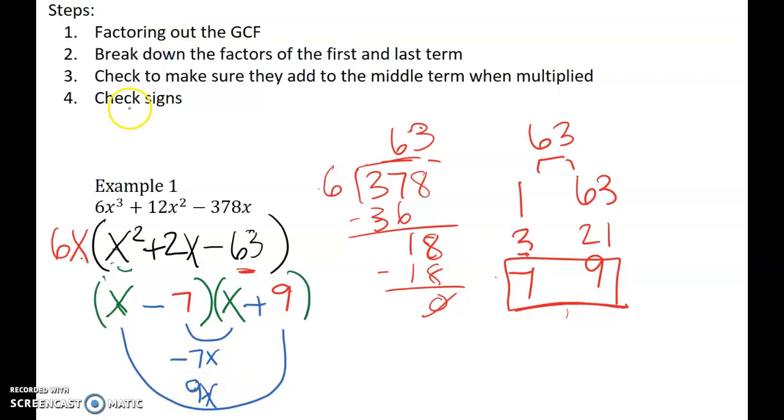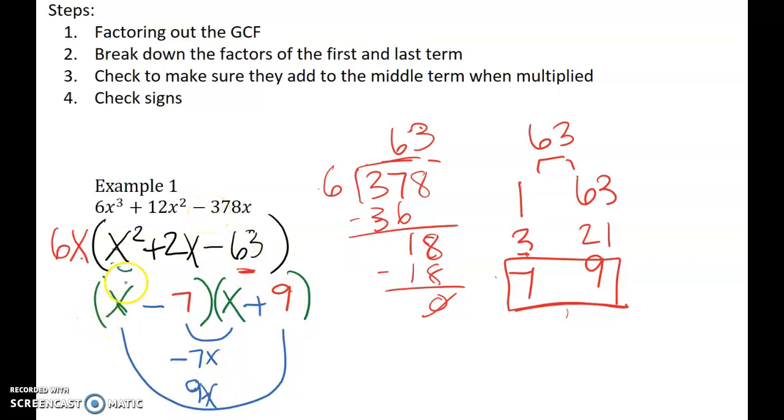Now the last step is to check our signs. Make sure we did this right. Does x times x multiply to x squared? Yes. Does negative 7 times 9 give me negative 63? Yes. And we already know that these add to the middle term.